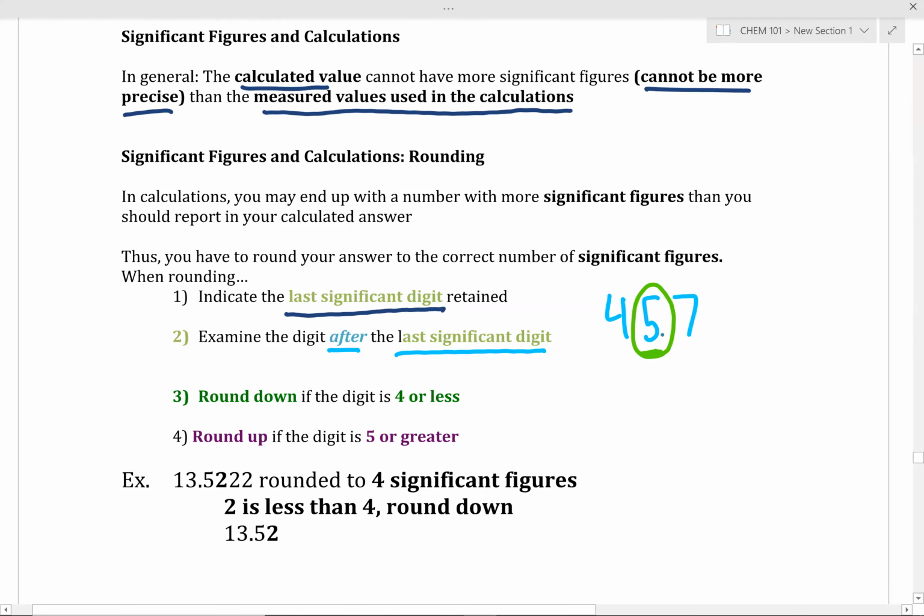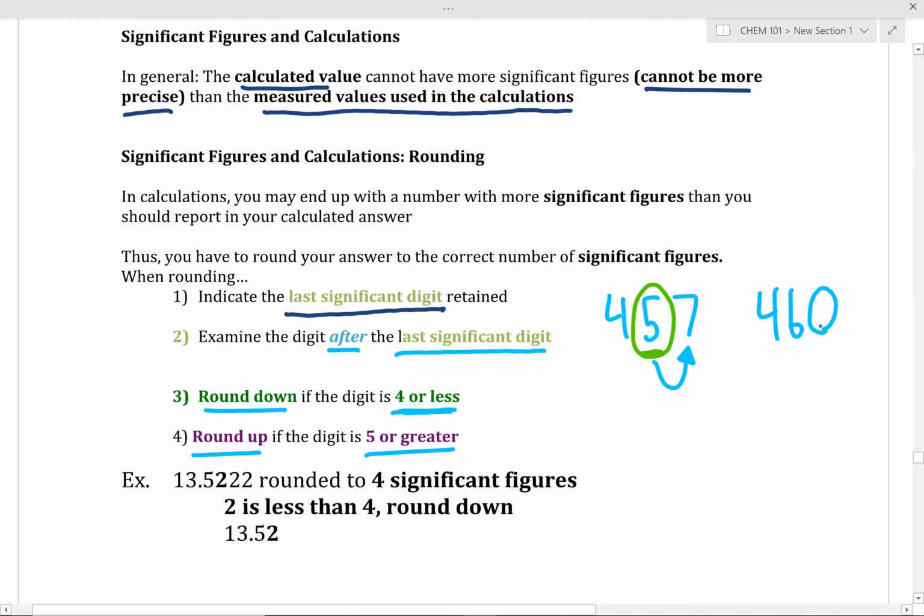So we're going to highlight our last significant digit. We're going to look over to the right. And the rules are you round down if the digit is 4 or less, and you round up if the digit is 5 or greater. So looking at 7, is 7 greater than or equal to 5? Yeah. So do we round up or down? Up. Okay. So that would give us 460.